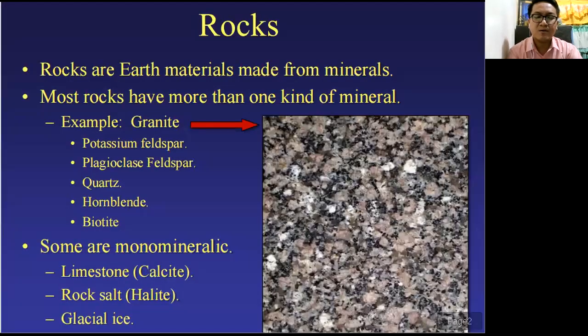When we talk about rocks, rocks are earth materials made from minerals. So, after the creation, rocks daw po are earth materials made from minerals. Most rocks have more than one kind of mineral. For example, granite. On the illustration or picture, we have a sample of granite, and for that, it's a combination of feldspar, quartz, and biotite. So makikita po natin yung mga different types of minerals.